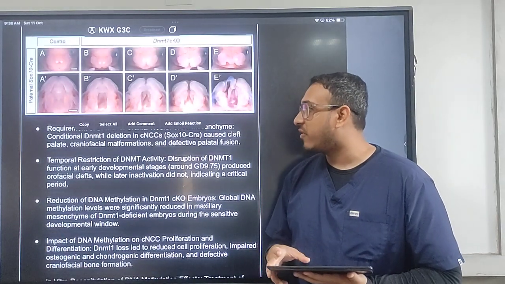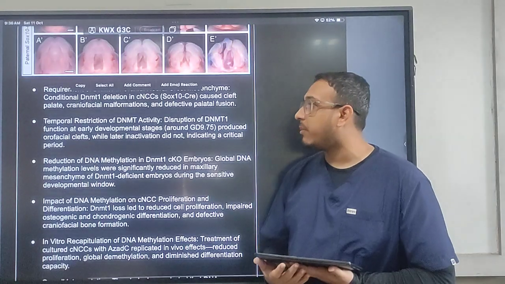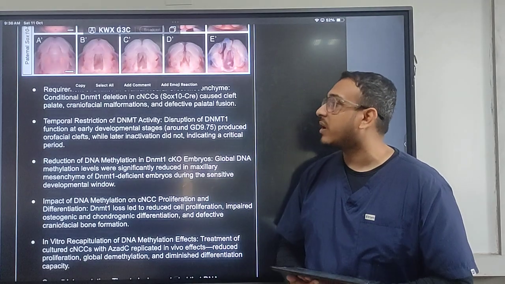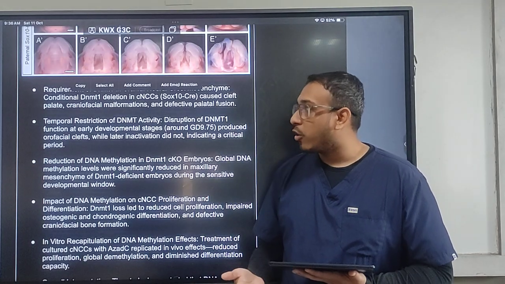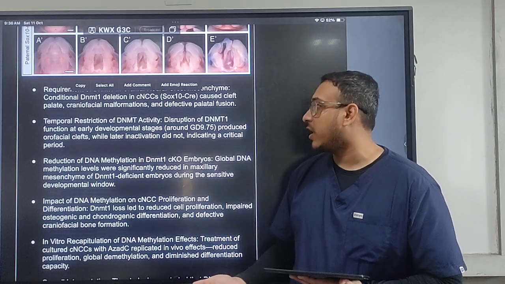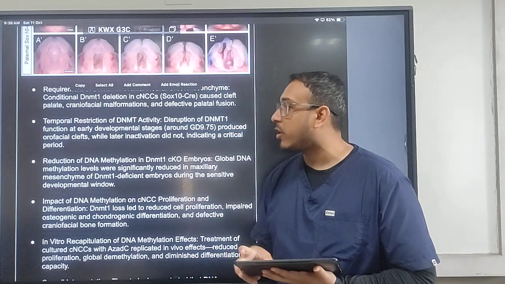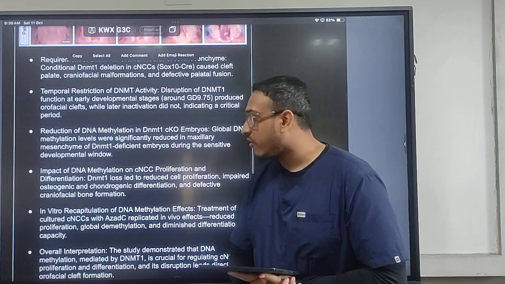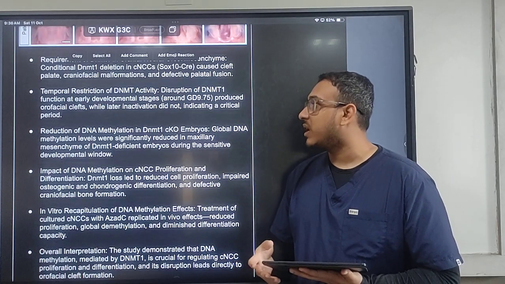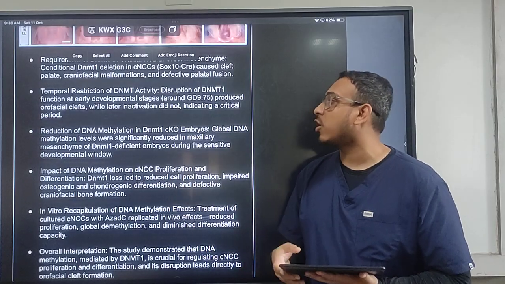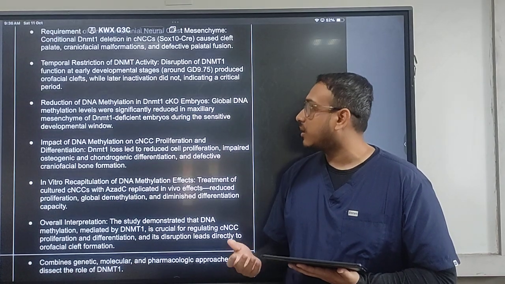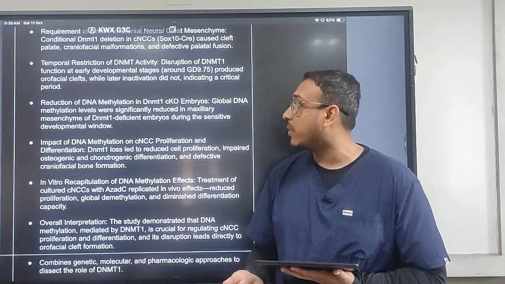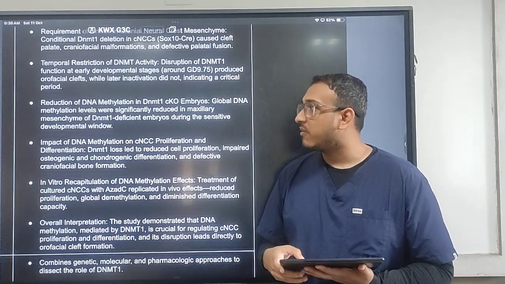The temporal restrictions of DNMT activity: disruption of DNMT1 function at early developmental stages around E9.75 produced orofacial clefts, while later inactivation did not, indicating there is a critical period for DNA methylation. Reduction of DNA methylation in DNMT1 conditional knockout embryos: global DNA methylation levels were significantly reduced in maxillary mesenchyme of DNMT1 deficient embryos during the sensitive developmental window.